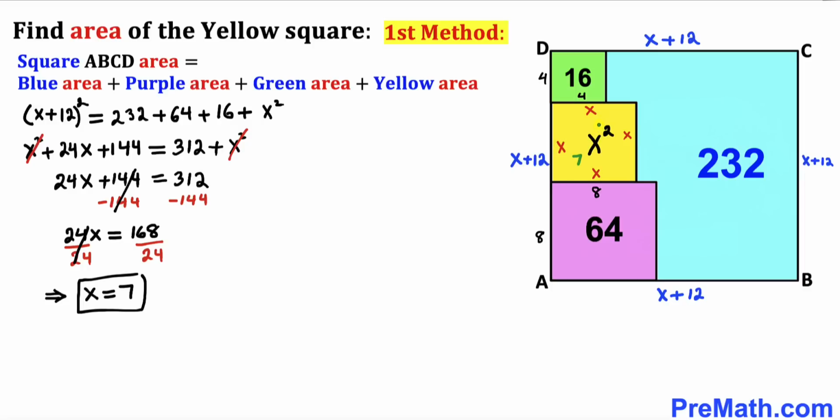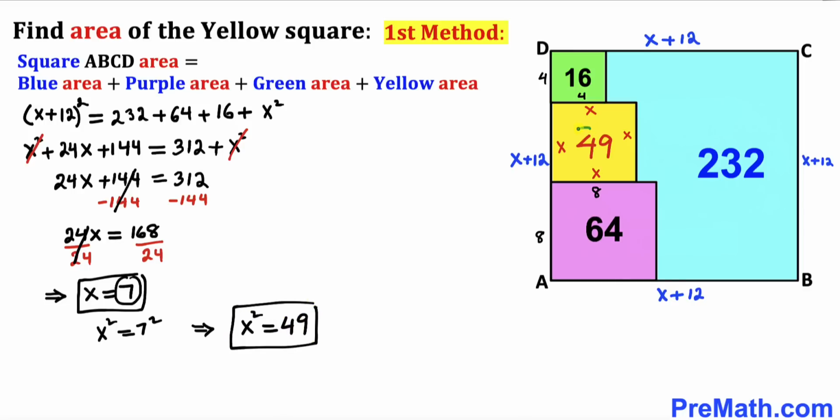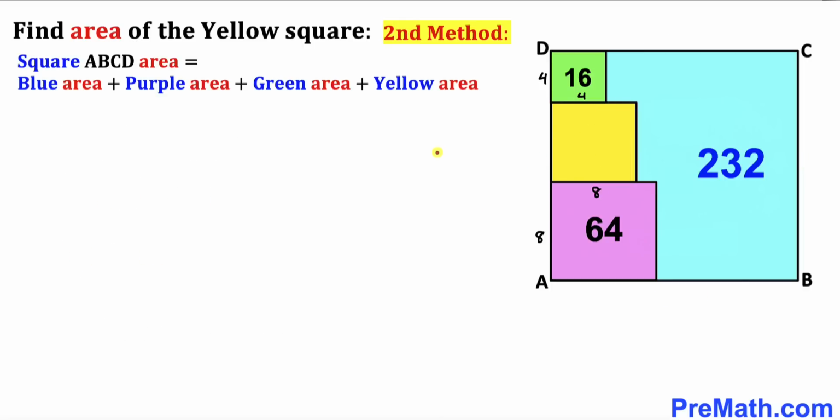And now let's go ahead and calculate the area of this yellow square. And we know the area of the yellow square is going to be x squared. So therefore x squared is going to be equal to 7 squared. So that means x squared turns out to be 49 square units. So thus the area of this yellow square turns out to be 49 square units. And now let me show you the second method.